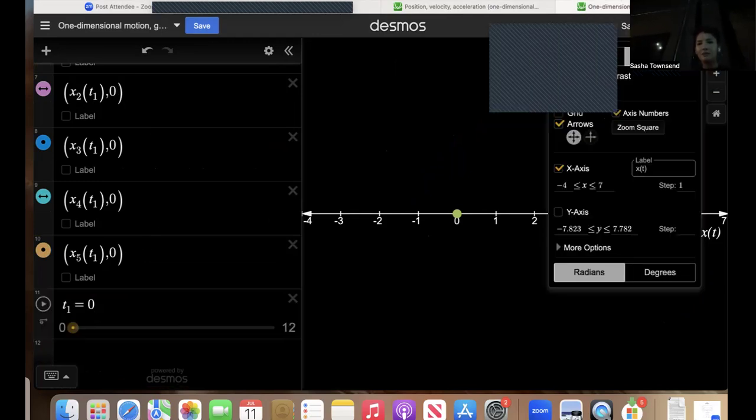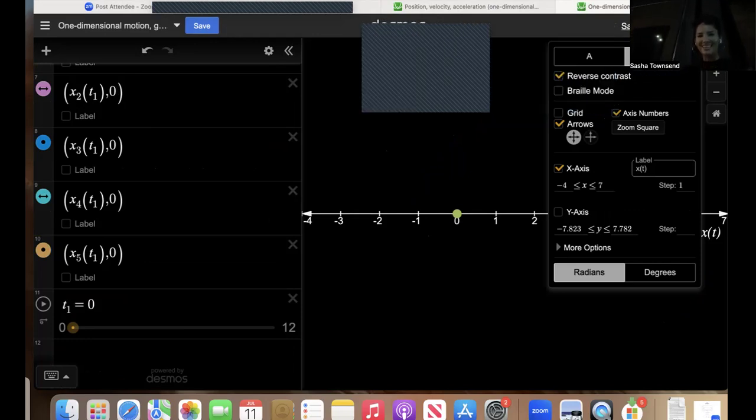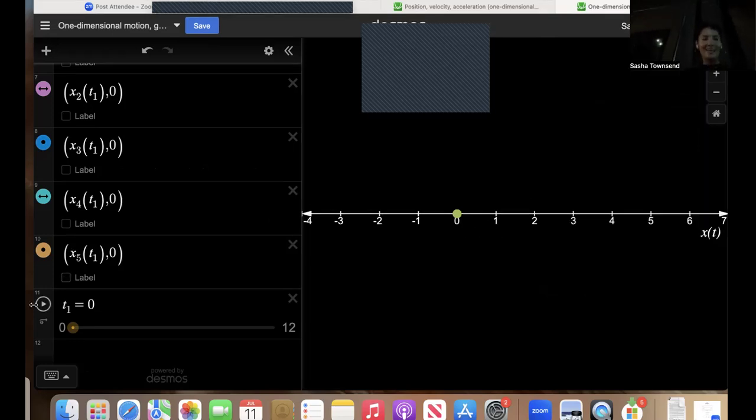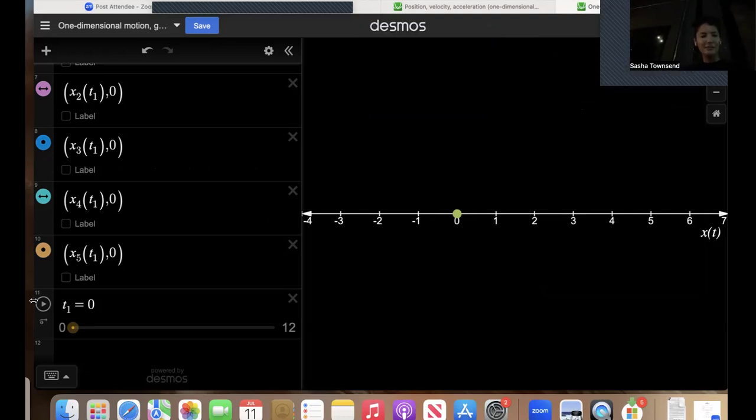And if you want to, you can go to this little tool, little wrench here, and you can say, I want to see the x-axis, but I don't want to see the y-axis. I don't want to see the grid. I want everything to be nice and neat. I want the step size to be 1, so I wanted all the tick marks to be 1 unit apart on the x-axis. And that's how I got this little graph. Very easy to do. And then just hit play.